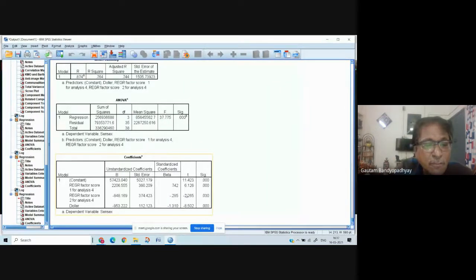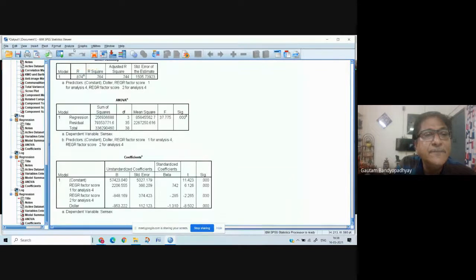So very good. But the question is, in regression there are two kinds of models. One is an exploratory model, another is a predictive model. What is the difference between the exploratory and predictive model? In an exploratory model, there is an assumption that no multicollinearity occurs. But in a predictive model, some multicollinearity may occur. Why? Conceptually, since dollar affects both factor 1 and factor 2, obviously multicollinearity will occur. So I have to check that.